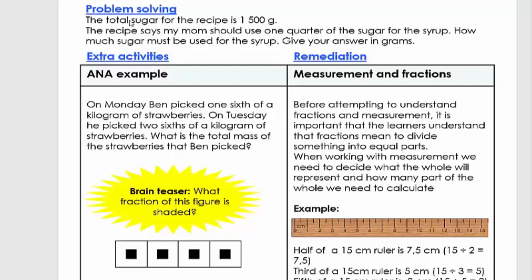Then after you're done with that, we're going to do the problem solving. You're going to read through it, you're going to complete it, and make sure anytime you can make drawings to understand it better. Then we're going to move to the extra activity. This is coming from old exam papers or test papers, and you're going to complete this activity as an extra activity. For the remediation, parents, teachers, you can go through this and you can support the child or the learner on understanding measurement and fractions a bit better.